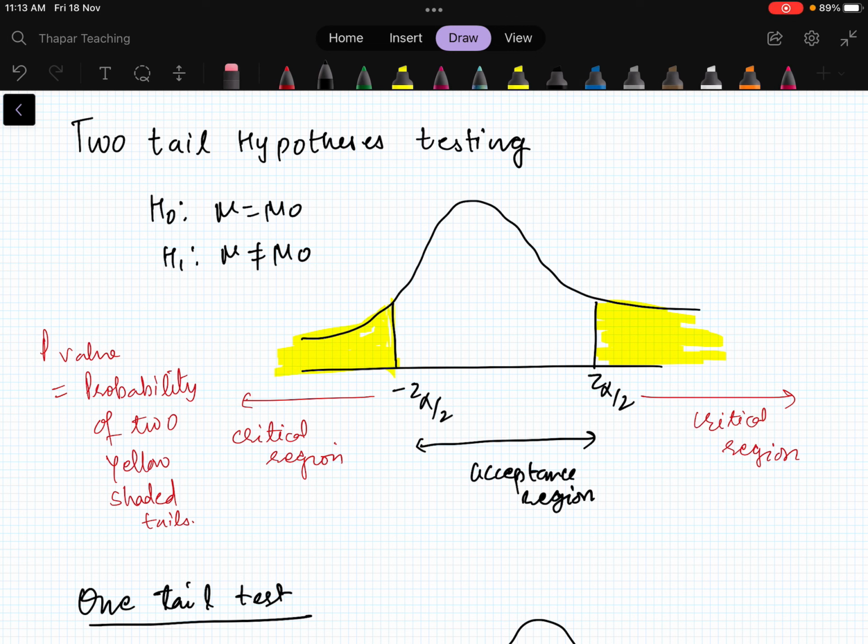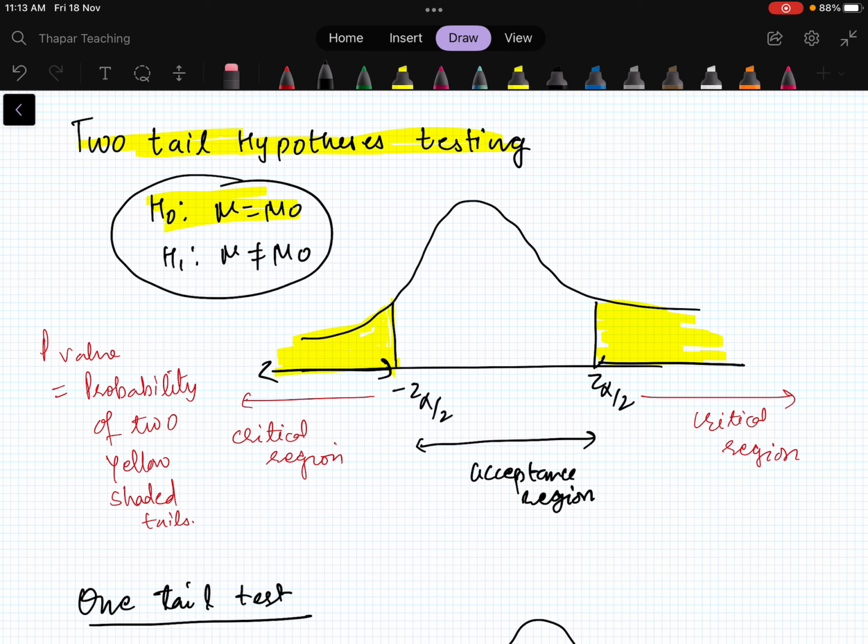So in the last video, we saw one example of hypothesis testing. That hypothesis testing is actually a two-tail hypothesis testing. What is that? You see there our null hypothesis was H naught: mu is equal to mu naught, and H1 is mu is not equal to mu naught. If you have this situation, in that case, what will happen? You have two tails, this tail here and this tail here.